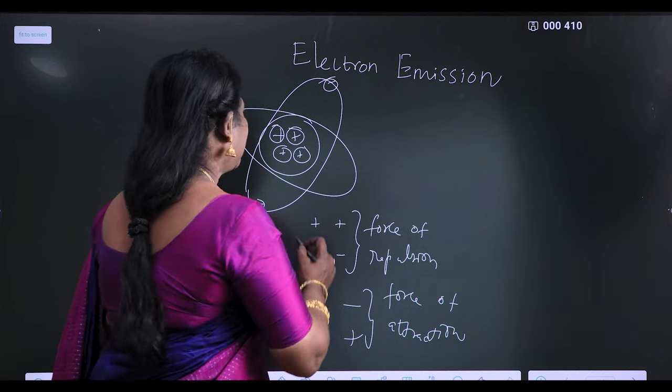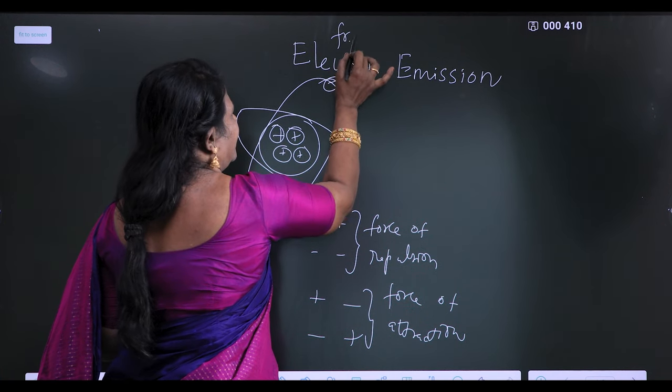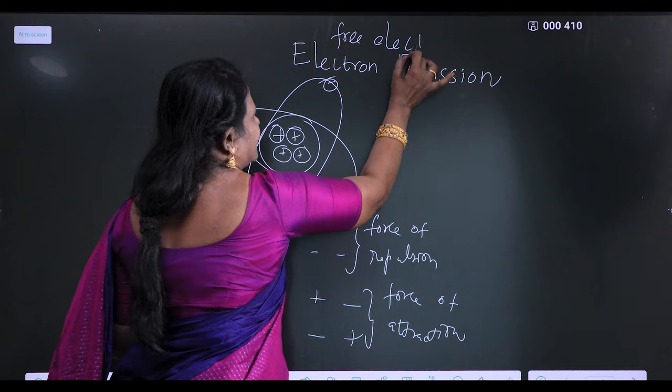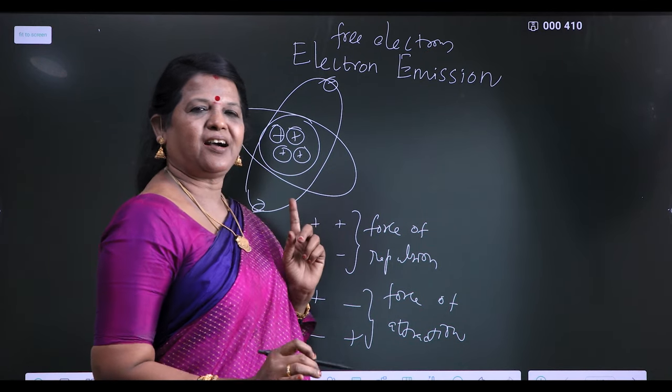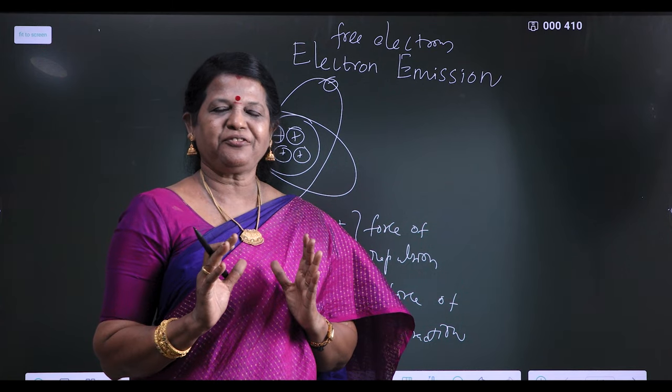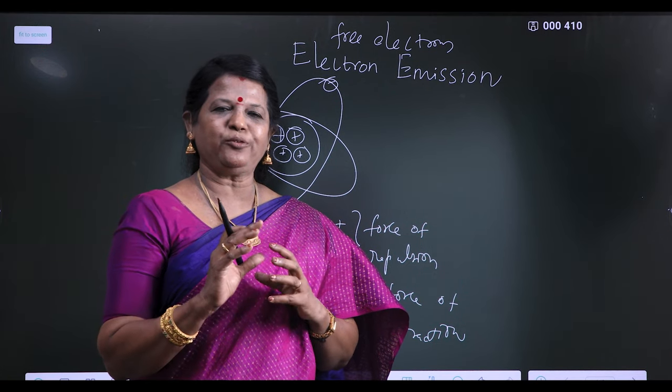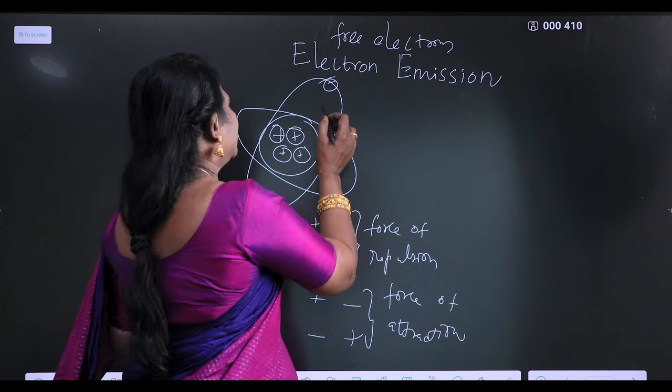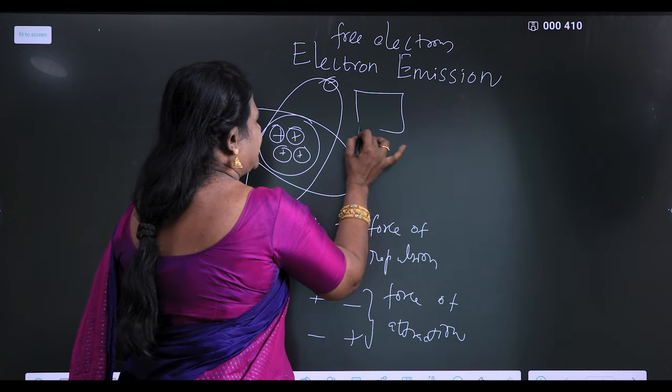They are named as free electrons. In the case of free electrons, inside the metal, the free electrons have kinetic energy and move here and there. That means, consider this as a metal piece.